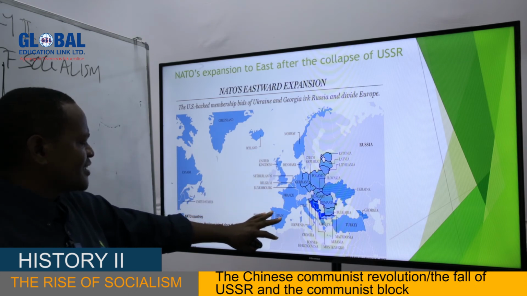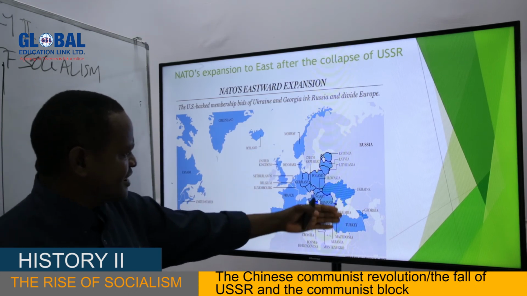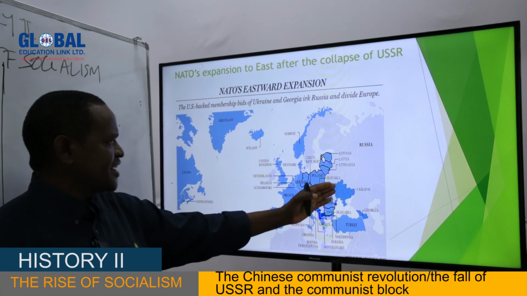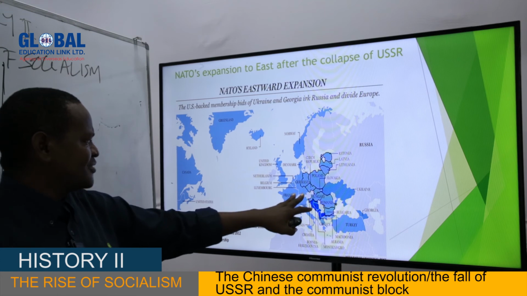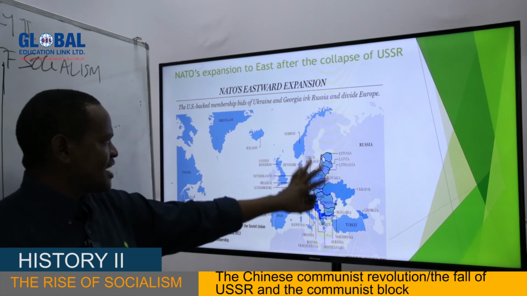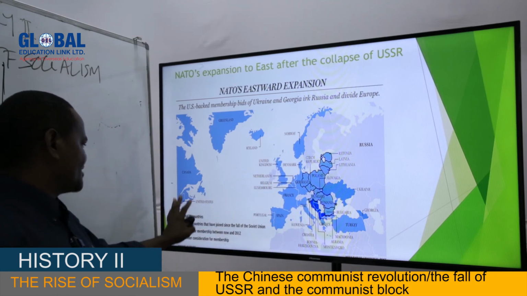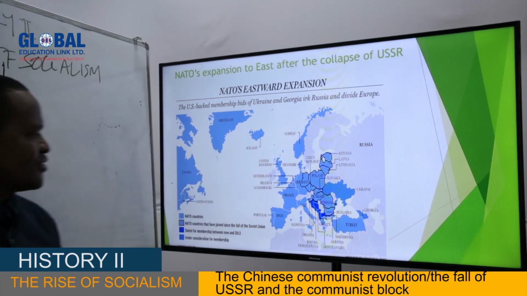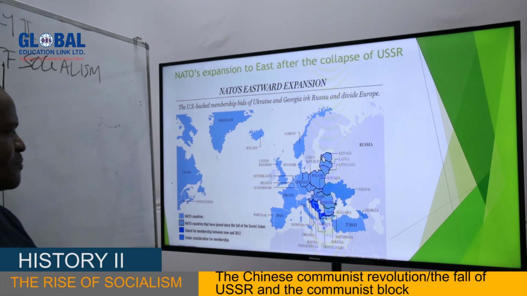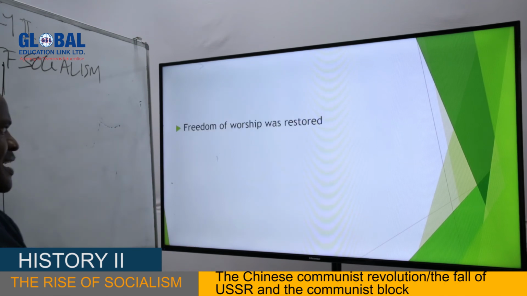As you can see, some countries like Bulgaria, Georgia, Ukraine have applied, as well as Estonia, Latvia, Lithuania, Poland, and so forth. These countries are now becoming members of NATO, as you can see from the key to your map here, my dear students. So there is expansion of NATO to Eastern European countries after the collapse of the Warsaw Pact.